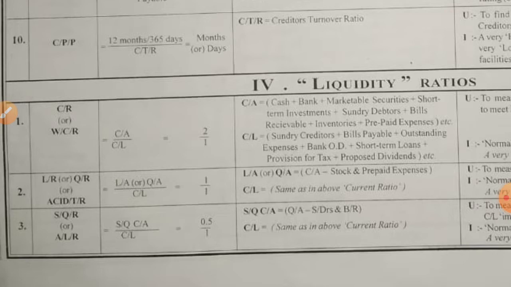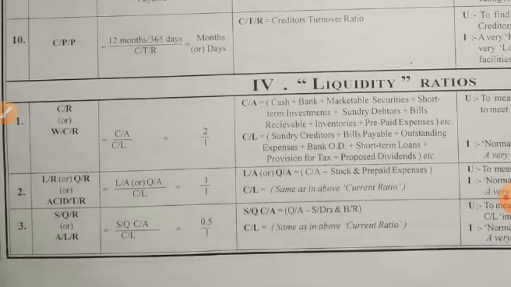Current assets include cash, bank, marketable securities, short-term investments, sundry debtors, bills receivable, inventories, and prepaid expenses. You can call it inventory or stock, both are one and the same. These all come under current assets. What is quick assets? Quick assets is equal to current assets minus stock and prepaid expenses. Super quick assets is equal to quick assets minus sundry debtors and bills receivable. This is how we need to remember the things.